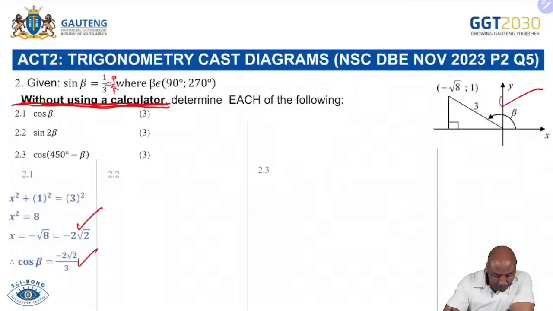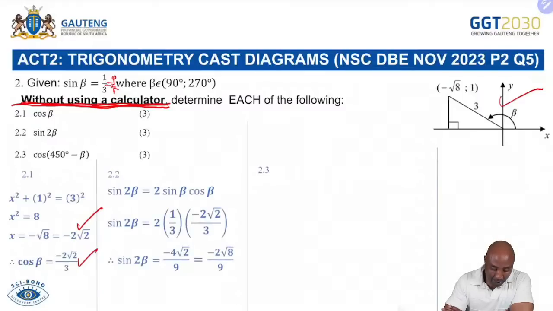Sine 2 beta, so this is a double angle identity. We expand and we get 2 sine beta cos beta, and we substitute the value of sine beta and the value of cos beta, and we should get our answer as negative 4 root 2 over 9, or negative 2 root 8 over 9. And we get our answer there.